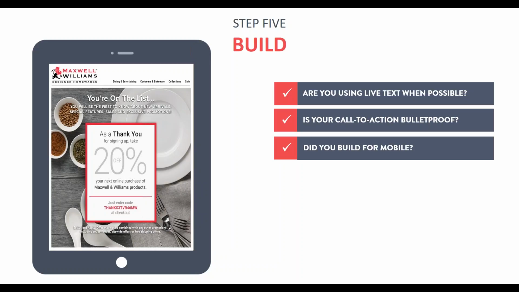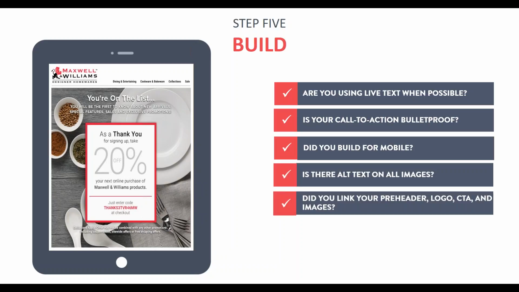And we were just talking about designing for mobile. Are you building for mobile? So building for mobile is, you've already gone through the process of designing for it. Are you coding in responsive? Are you coding a scalable design? Just make sure that the email production folks at the build stage are aware of what they need to do. And then next, are you using alt text on images?